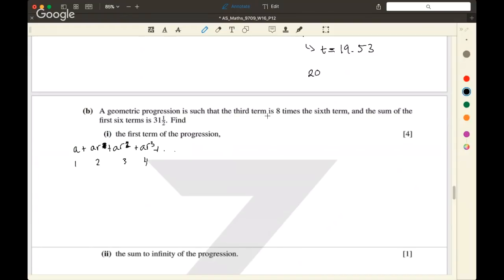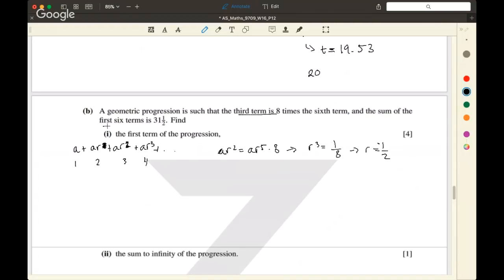So they tell us 2 pieces of information. They first tell us that the third term is 8 times the sixth term. So that means that ar squared is equal to ar to the 5th times 8. So this means that r cubed is 1 on 8. So r is equal to a half. Great, it's a convergent geometric series because r is smaller than 1.